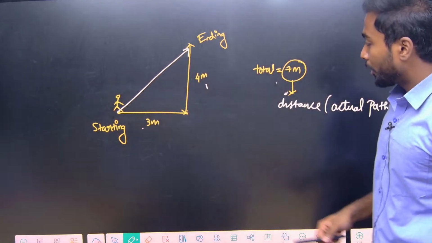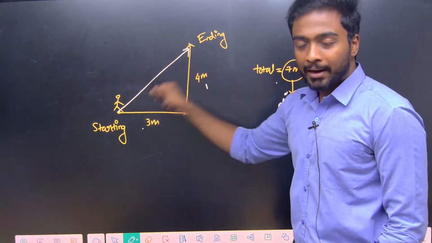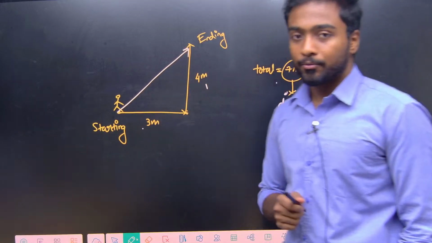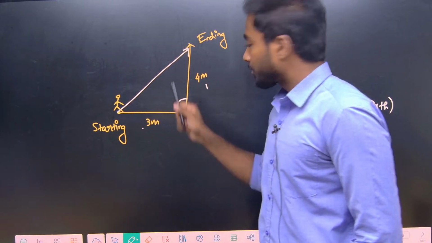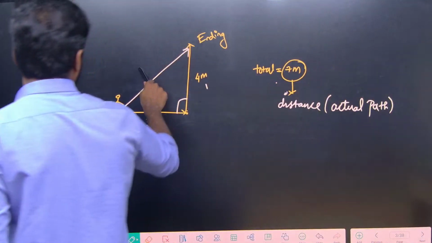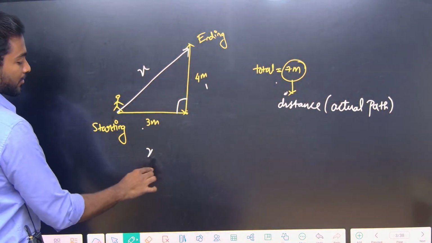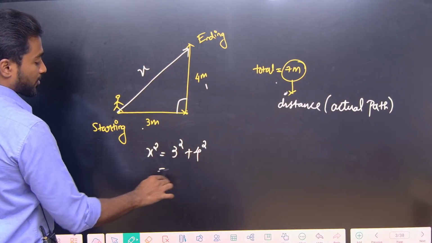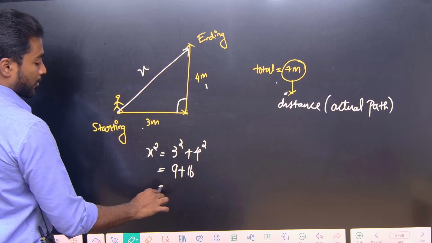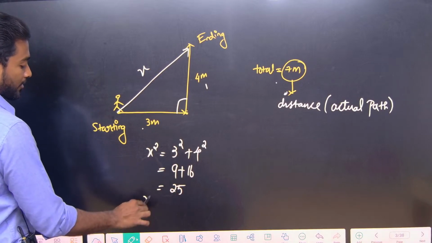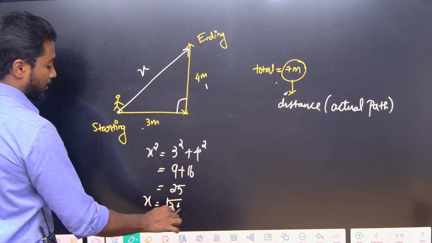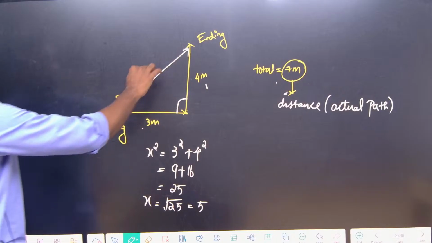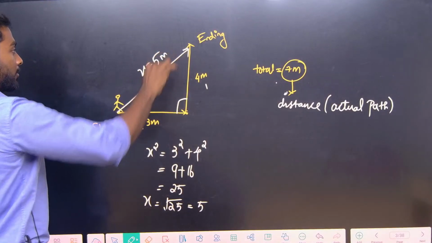When I want to find this path, how can I find it? First of all, by using the Pythagoras theorem, right? This is x, we will keep. So x square will be equal to 3 square plus 4 square, which is nothing but 9 plus 16 equals 25. So x is equal to under root of 25, which is nothing but 5. Obviously, x will be equal to 5 meters.